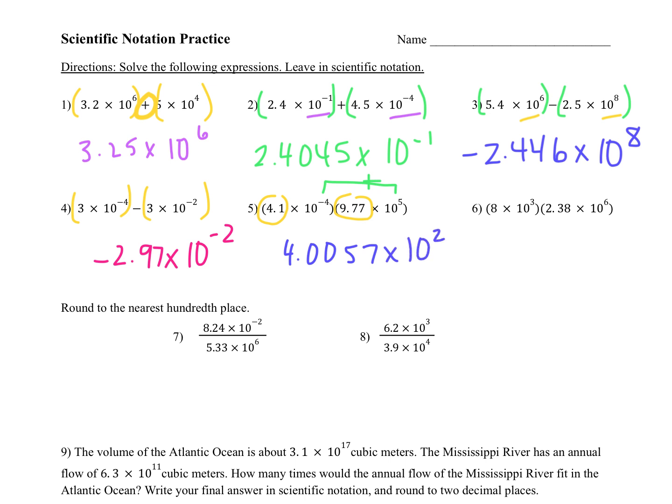Same thing for number 6. It's a multiplication problem because there's no symbol in there. And we could multiply the coefficients and keep the base and add the exponents, or just use your scientific notation button.